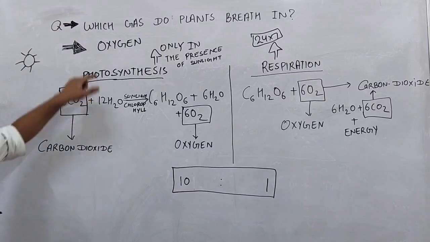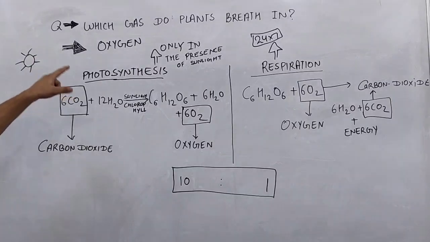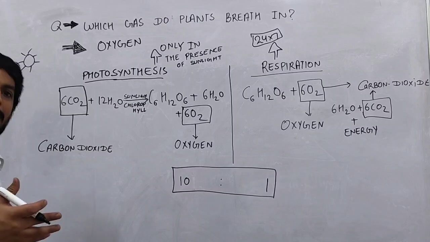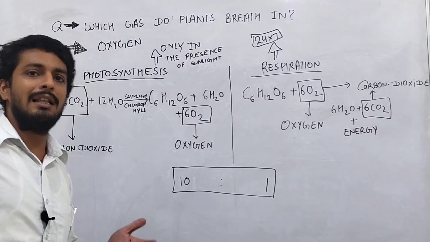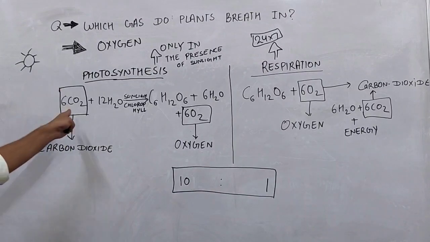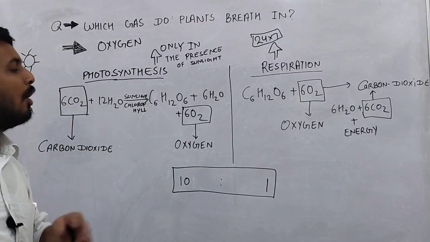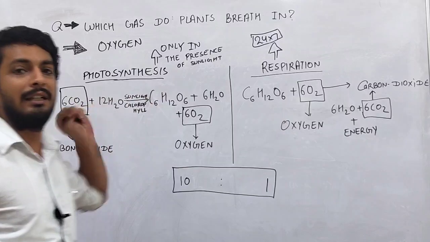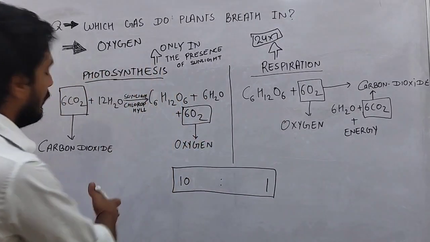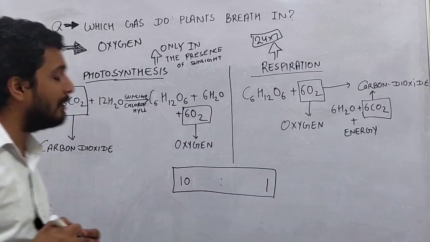So here we can say that the answer to this question, which gas do plants breathe in, will be oxygen. But in the presence of sunlight, the plant uses carbon dioxide exhaled by us and released by other factors like vehicles, there are many sources of carbon dioxide. The plant is using that carbon dioxide and releasing oxygen, and that oxygen released is much more than the oxygen consumed by the plant during respiration. This is the fact. So the oxygen in the environment is produced by plants, but only in the presence of sunlight. Here is the concept. Hope you get it. Cool.